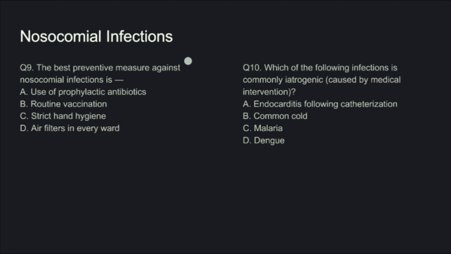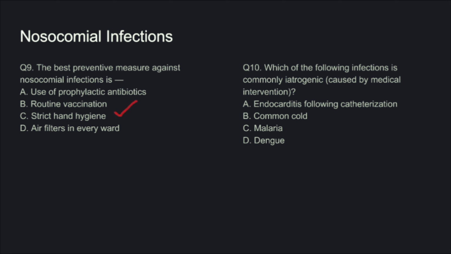Question number 9. The best preventive measure against nosocomial infection is. Options are A, use of prophylactic antibiotics, B, routine vaccination, C, strict hand hygiene, D, air filters in every ward. So it's strict hand hygiene. Option C is the correct answer.